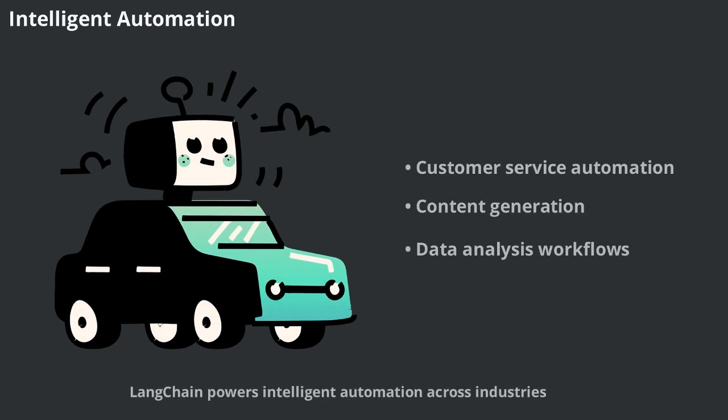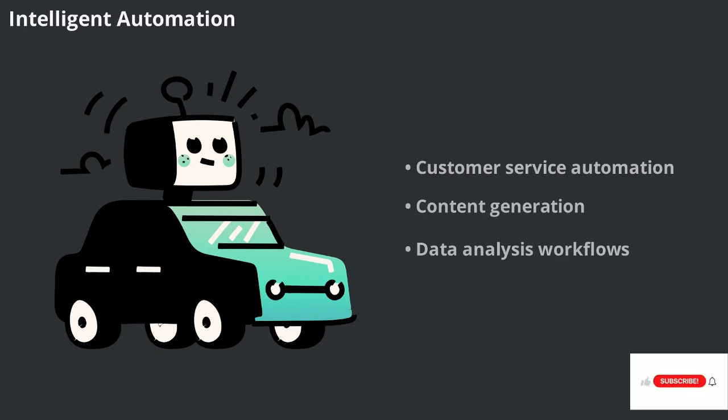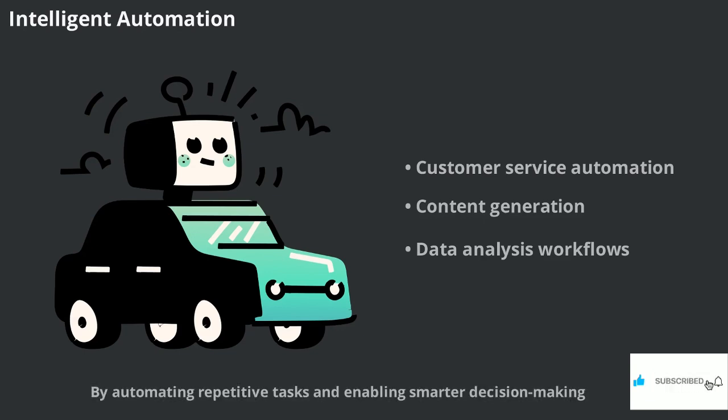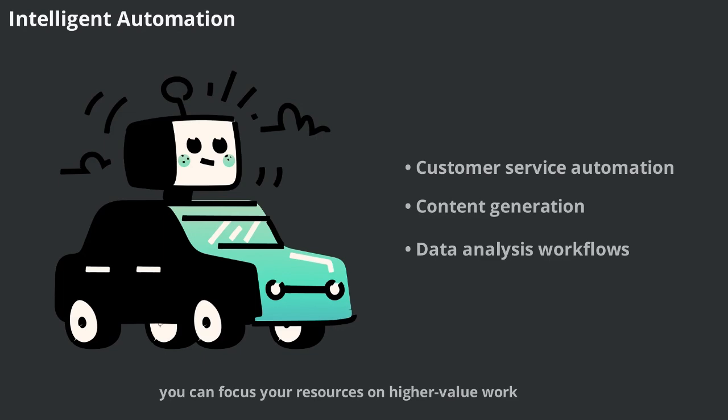LangChain powers intelligent automation across industries. From customer service automation and content generation workflows to data analysis and process automation, LangChain's flexible framework lets you build AI-driven solutions that save time and boost efficiency. By automating repetitive tasks and enabling smarter decision-making, you can focus your resources on higher-value work.